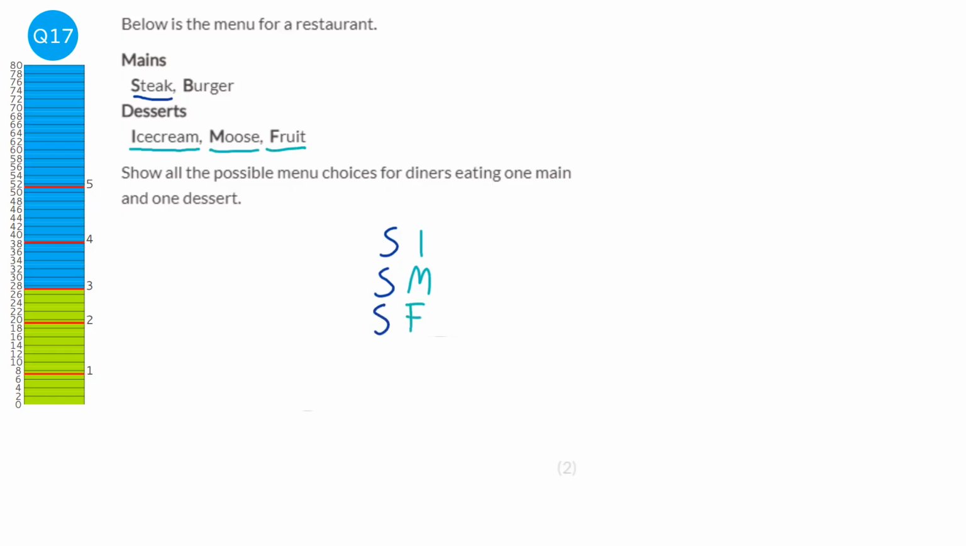We've done all of the combinations with steak, and so we're going to look at burger next, and we're going to pair it with the first ice cream, then burger, and we're going to pair it with the mousse, and then finally the burger we're going to pair with the fruit. As long as we do things methodically, we don't ever miss any.